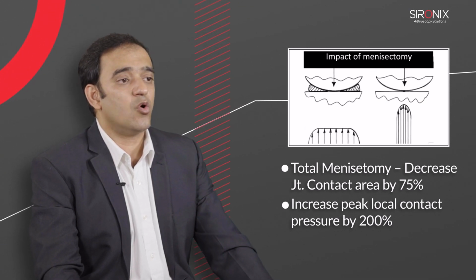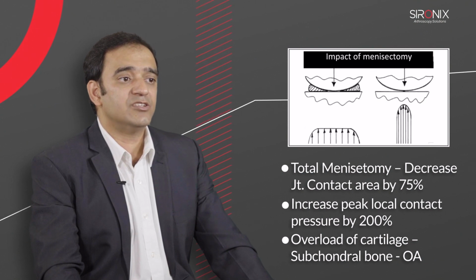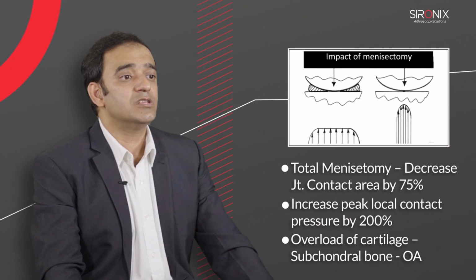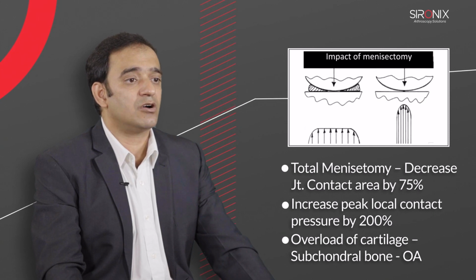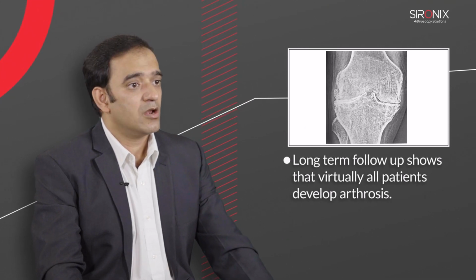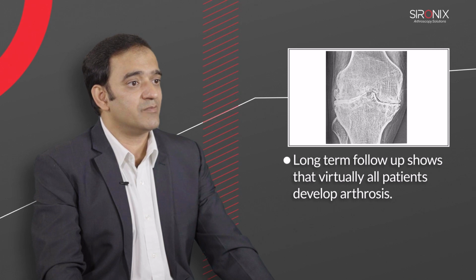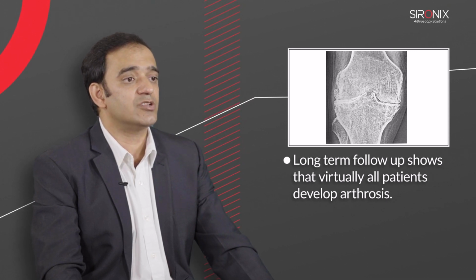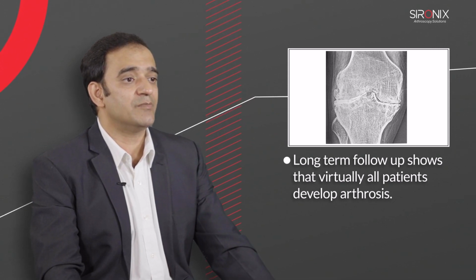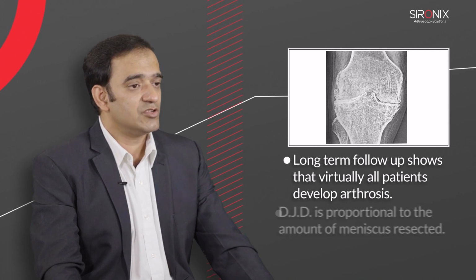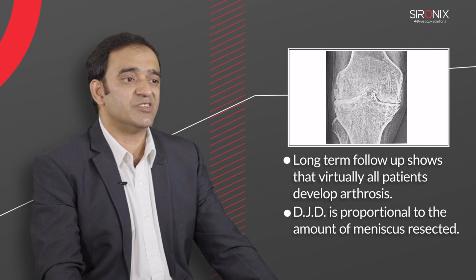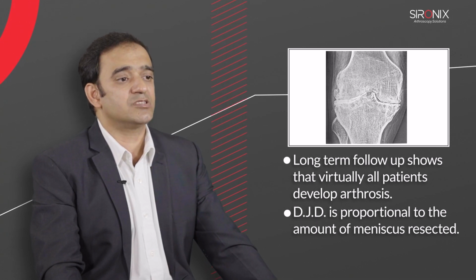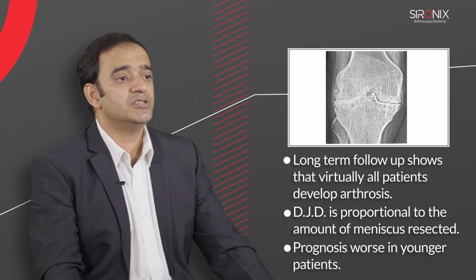This causes overload of cartilage, which eventually loads the subchondral bone, leading to the early onset of osteoarthritis. Long-term results of total meniscectomy show that virtually all these patients develop early osteoarthritis, which is proportional to the amount of meniscus which has been resected, and prognosis is much worse in younger patients.